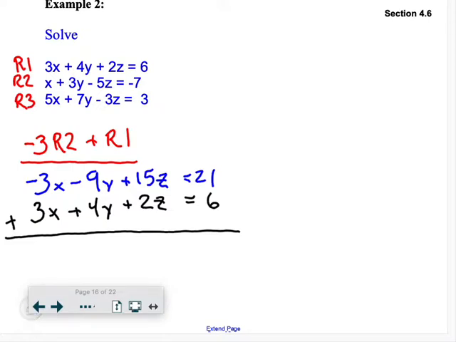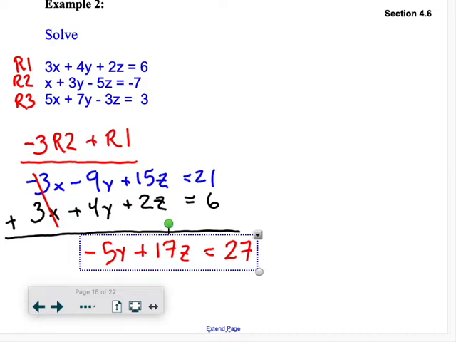All right, so I'm going to add these two together, and right there, my variables for x disappear. They're eliminated. So now I have a -5y plus 17z equals, that's 21 and 27 here, okay? It's not a nice equation, but we're going to deal with it.